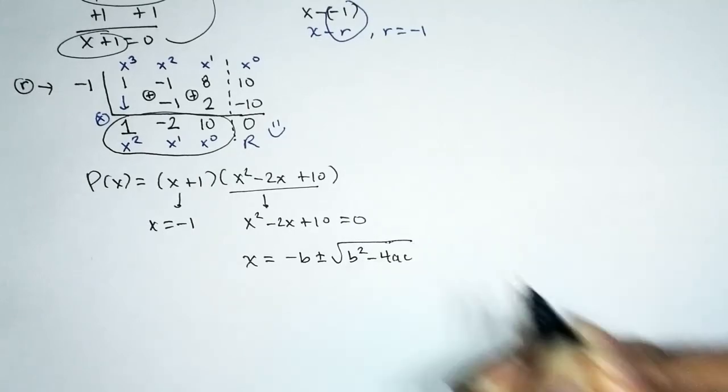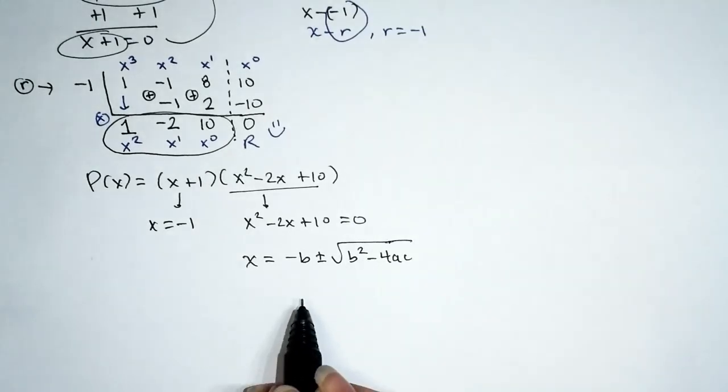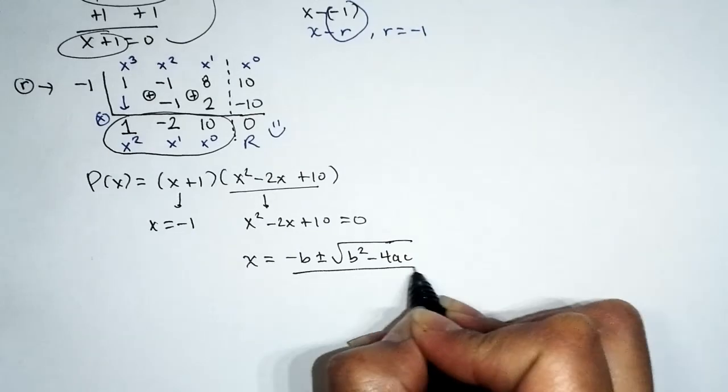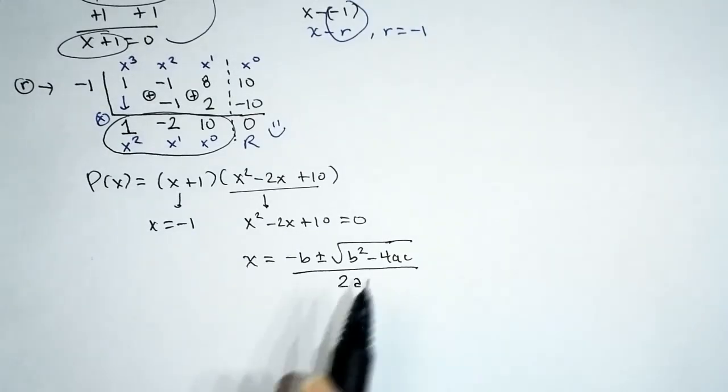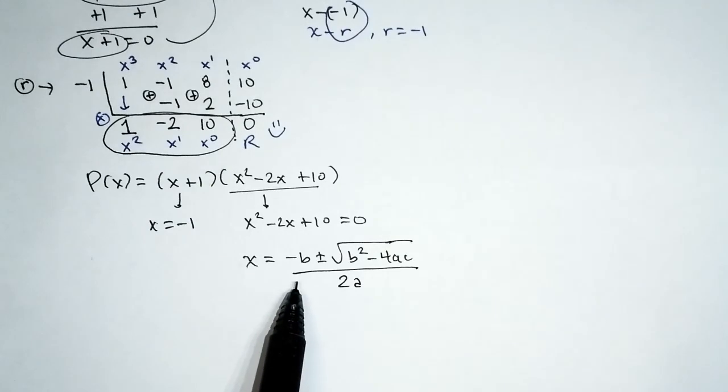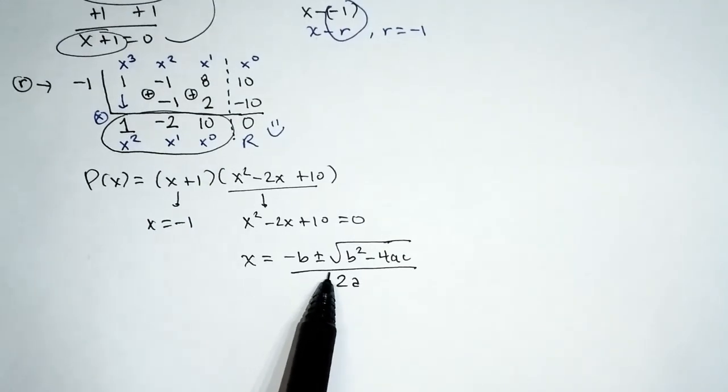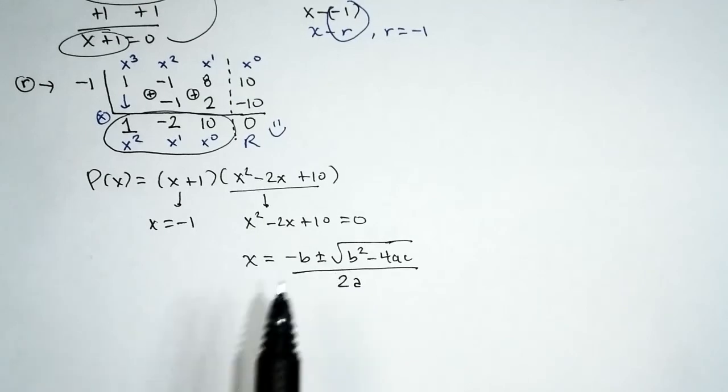So we have x equals opposite b plus or minus the square root of b squared minus 4ac, and that's all over 2a. Please make sure you extend the fraction bar. On a lot of papers, I see students just put the fraction bar underneath the radical.